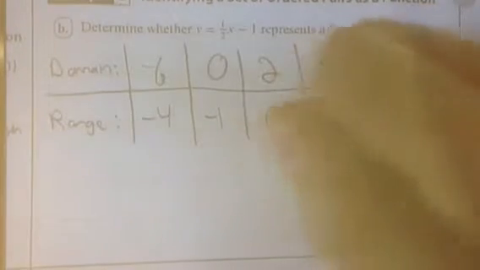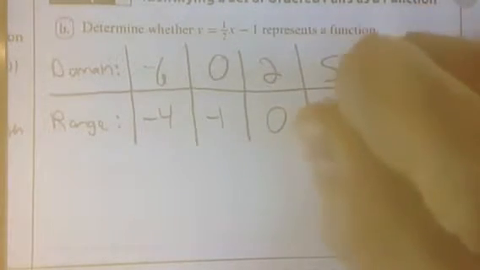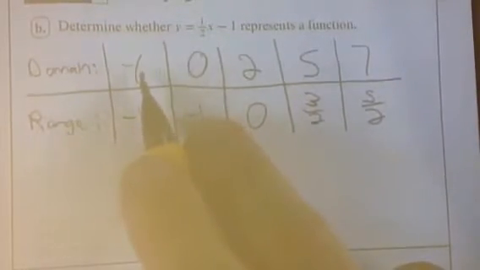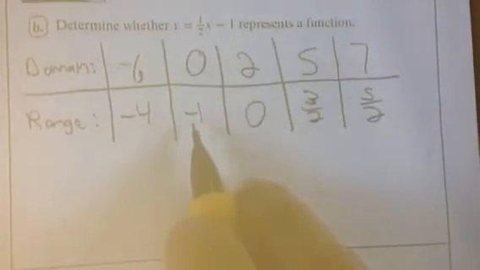This is what would happen. I'm not going to work it out, but if you plugged in all of these values, you would get this. You get -4, -1, 0, 3/2, 5/2. Basically, this is the output you would get for plugging in this. So if I went -6 times -1/2 minus 1, I get -4. -1/2 times 0 minus 1, I get -1.